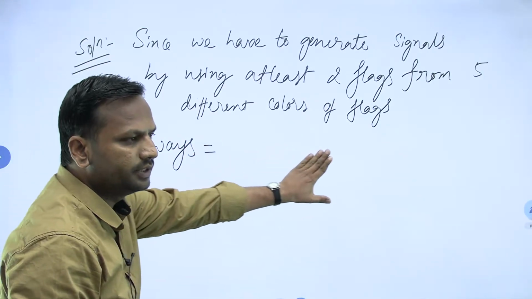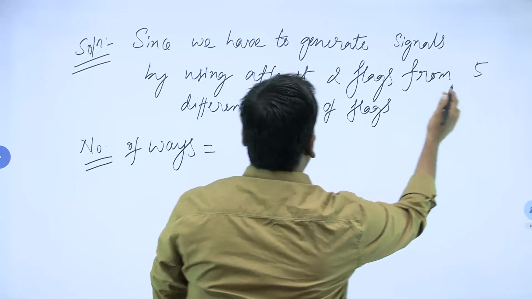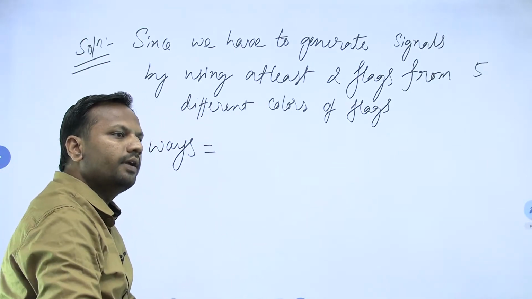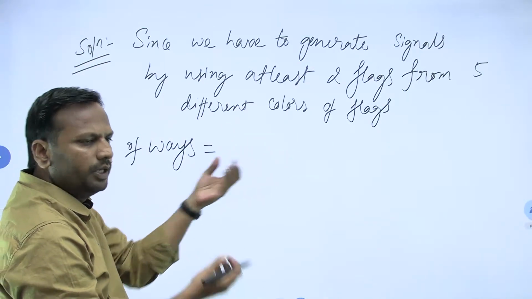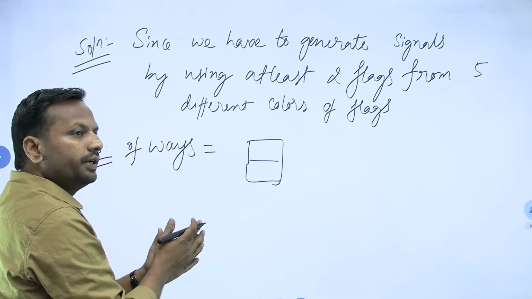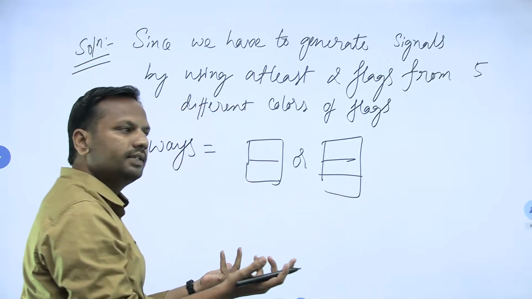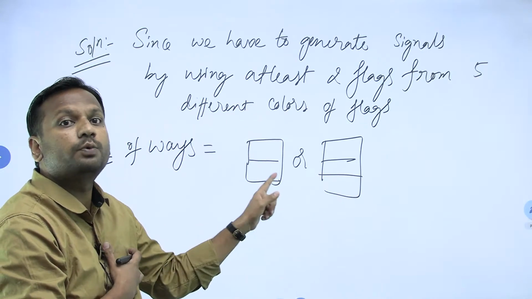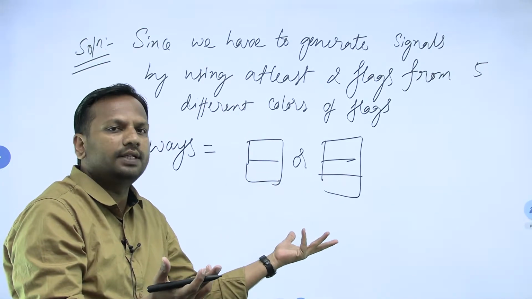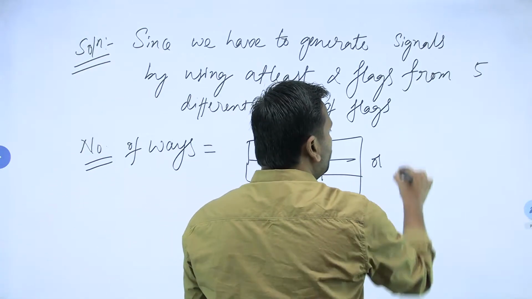Let me draw the things first, right? So here, what they are saying, totally I have 5 different flags. Minimum 2 flags I have to choose to generate the signals. So I can select 2 flags to generate, or I have the liberty that I can choose 3 flags to generate the signals. Of course, it satisfies the condition. Minimum 2 flags you have to take, they are saying here. Minimum 2 means I can take 3 also. Not only exactly 2, I can take 3 there, or I can take 4.